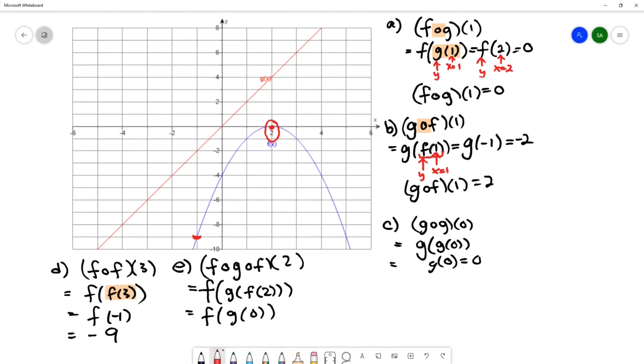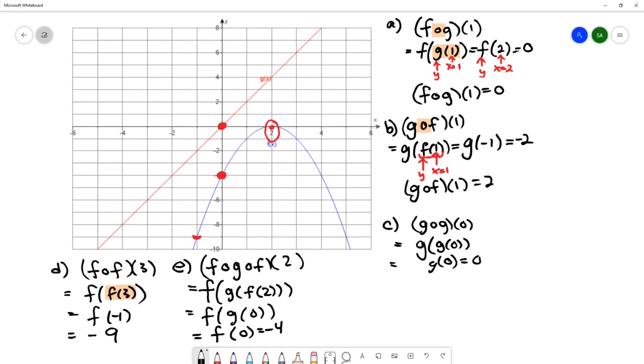An x value of 0 is here. On the graph of g, that y value is 0, so g of 0 is 0. So I replace g of 0 with 0. And then I want to find f of 0, and that is right here on the graph, and that has a y value of -4. So we found f composed with g composed with f of 2 to be -4.